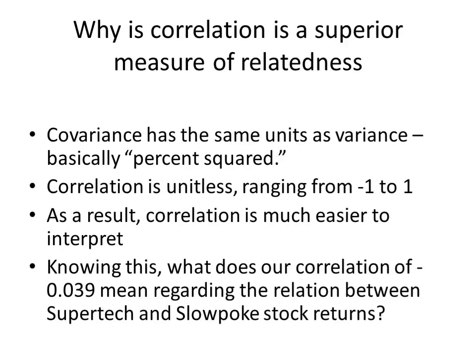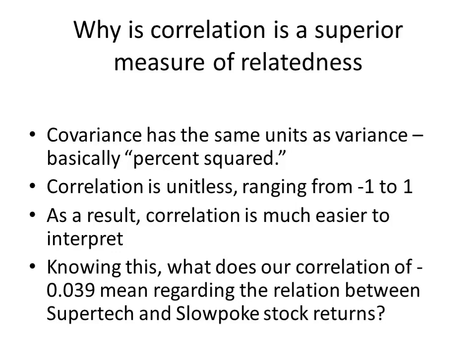So why do we go to all the trouble to calculate correlation? Well, it's because correlation is a superior measure of relatedness, and here's why. Covariance, as we've said before, has the same units as variance, basically percent squared, so it's very hard to interpret. Correlation, on the other hand, is unitless because it's covariance, which is percent squared, divided by standard deviation multiplied by standard deviation, which is percent squared, and that stuff cancels out. Now, as a result, the correlation is much easier to interpret. Also, one other thing, correlation ranges from -1 to +1.